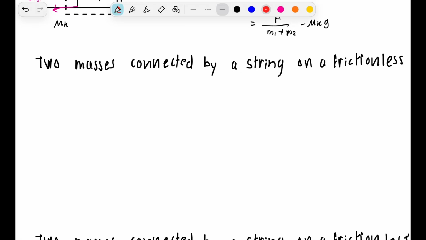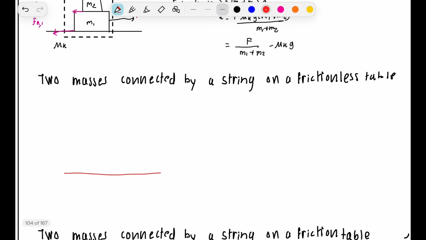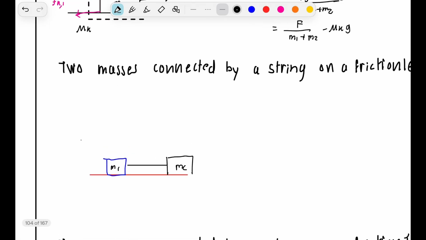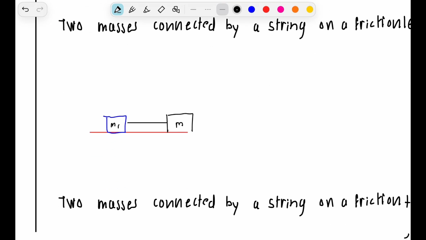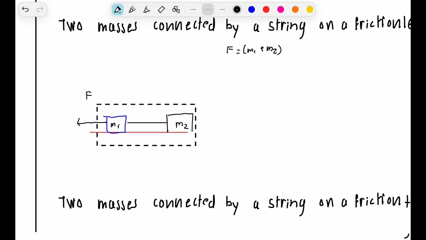Now, we have two blocks that are connected by a string on a frictionless table. So these are our blocks. We have an M1 and we have another M2. We have a string that's connecting them. A force is going to pull on M1. We are going to find acceleration first. So F is equal to m1 plus m2, because we're considering this as a system together, because the string has to be moving with the other block, times A. So A is F over m1 plus m2.